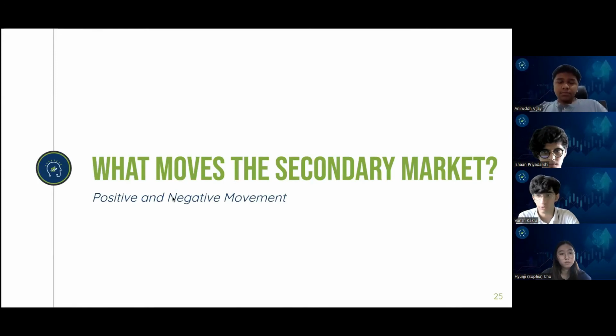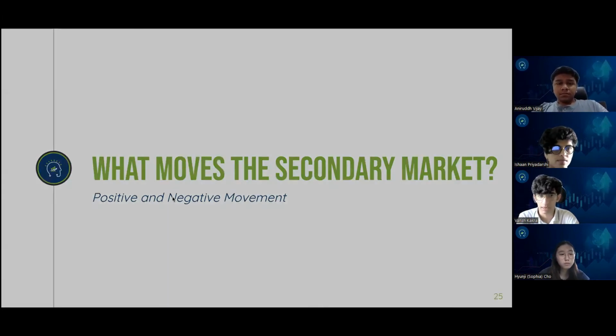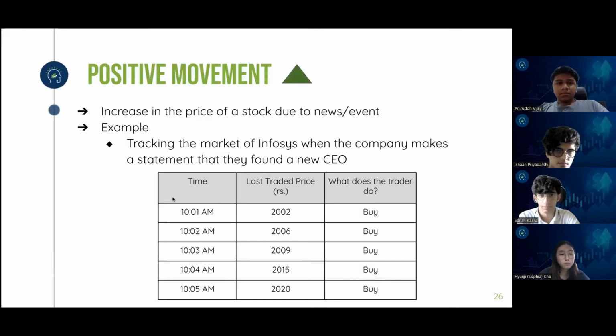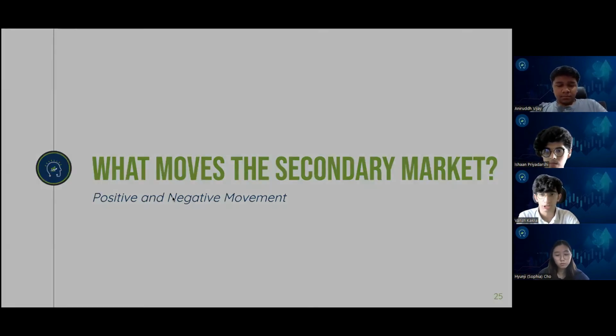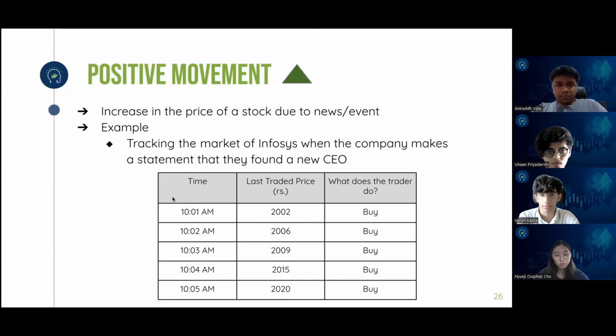Okay, so moving on to what moves a secondary market. There are two types of movement, positive and negative. First of all, the price moves because of the expectation of the news and the events, and the news can be directly related to the company, industry, or economy as a whole, and this results in either a positive movement because the price will go up then, or a negative movement when the price will go down. To understand positive movements, we'll take an example.